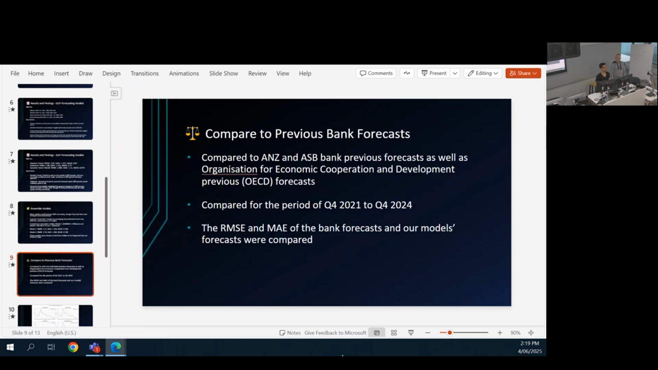We also compared these ensemble models' forecasting accuracy to previous forecasts from major banks like ANZ and ASB, as well as the Organisation for Economic Co-operation and Development, or OECD. We compared the forecasting accuracy from the time period of fourth quarter 2021 to fourth quarter 2024. And we specifically compared the root mean squared error and the mean absolute error.